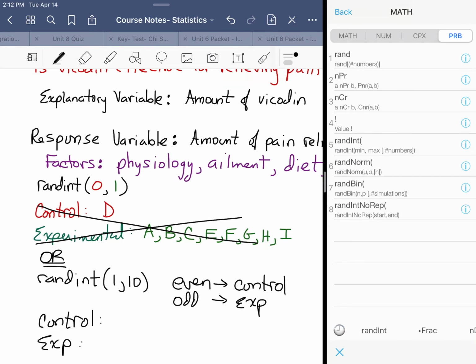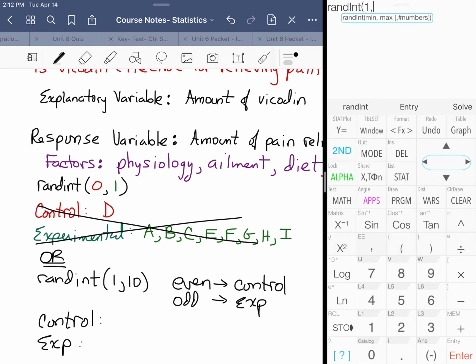So let's try it this way. Nothing wrong with the other way. I just didn't like the outcomes. 1, 10. 3. Okay, so if it's odd, it's going to go into the experimental group. Sorry, brain cramp there. And we could do that 10 times. Or, yeah, we'll just do it this way.